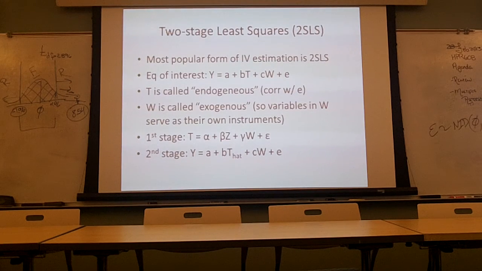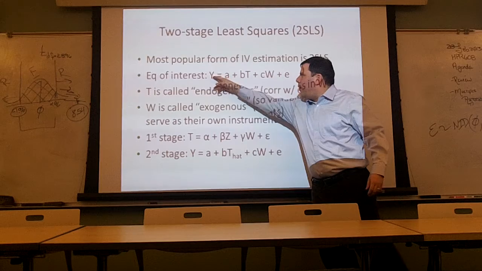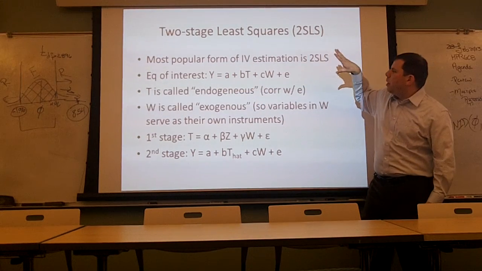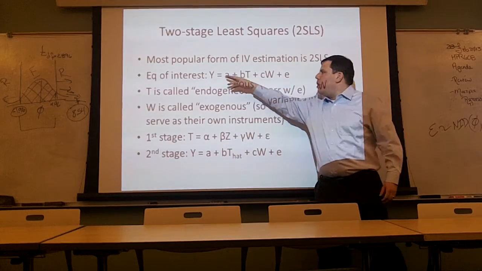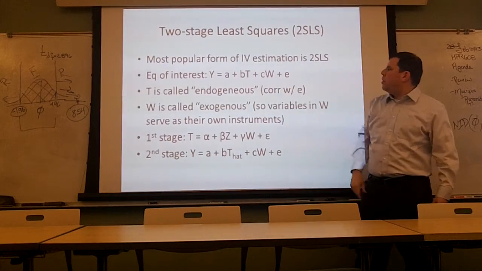So how do we implement this two-stage process? It's called two-stage least squares. It's the easiest way to do it. And again, it's the same thing over again. We have our dependent variable. This is estimating our equation of interest, right? What's the effect on the outcome of the treatment and controls?